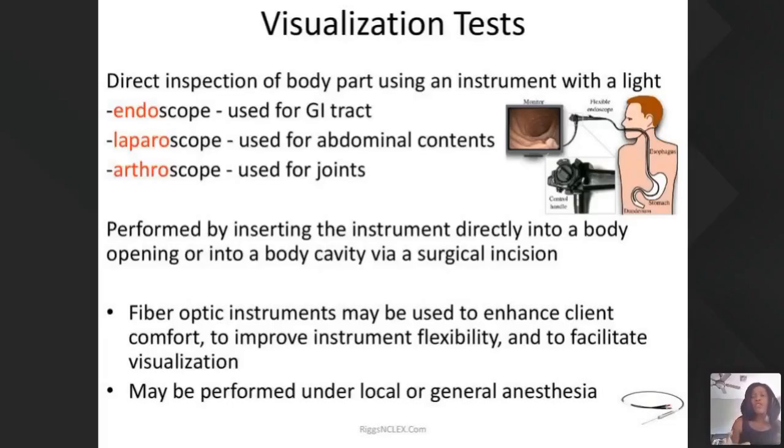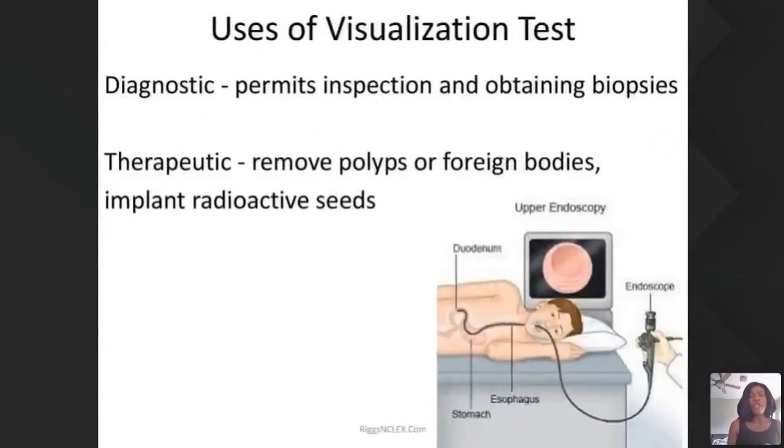So we do those by inserting a scope directly into that body opening via surgical incisions. Some of these could be a bit uncomfortable, so sometimes physicians will use what we call a fiber optic instrument, as you can see in the bottom right. It makes it a little bit more comfortable. Some of these procedures may need local, some may need general anesthesia. So here, uses of visualization tests.